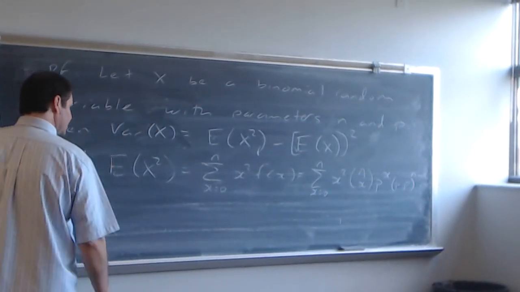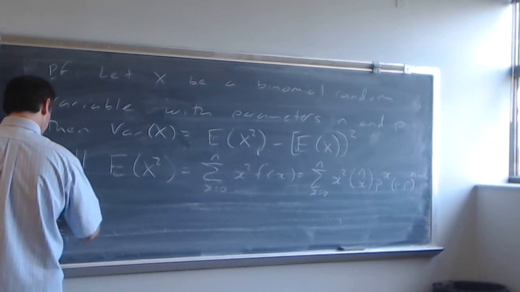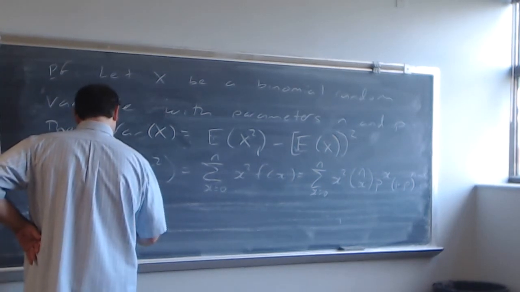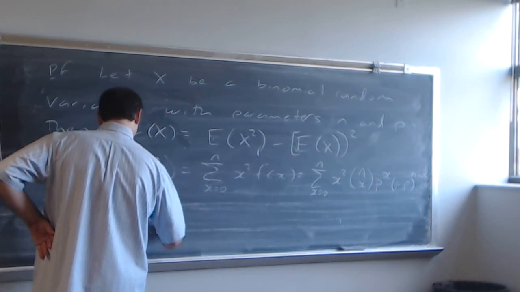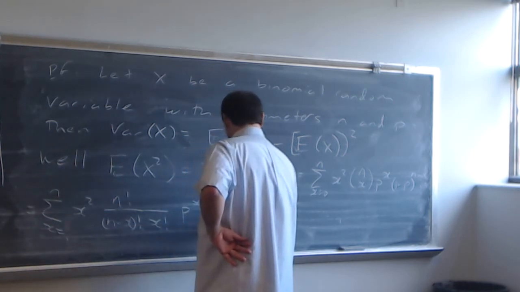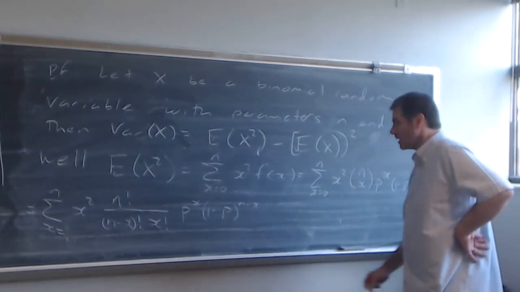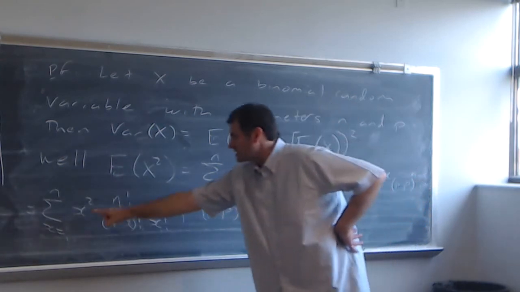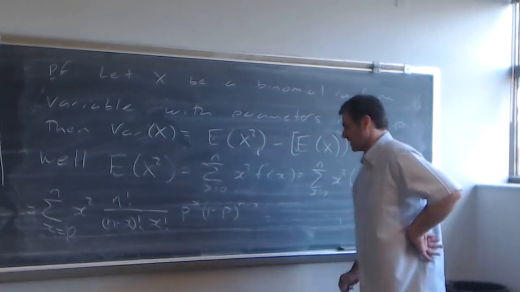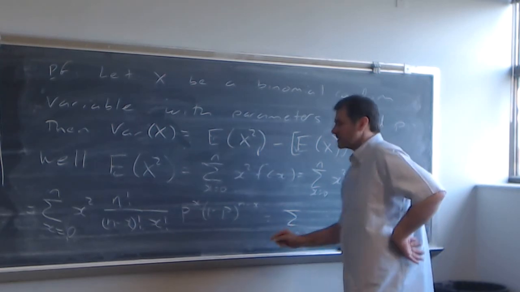Well, again, when x is 0, we just get 0 in the first term, so might as well start from x equals 1 to n of x squared. Here this will be n factorial over n minus x factorial, and this will be x factorial. Again, p to the x, 1 minus p to the n minus x. Now, one of the x's in the x squared cancels with one of the x's in the x factorial.